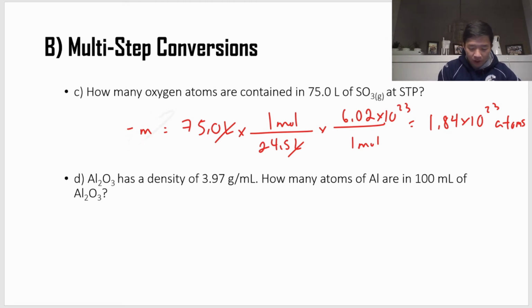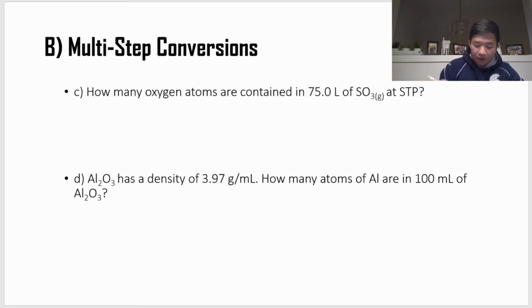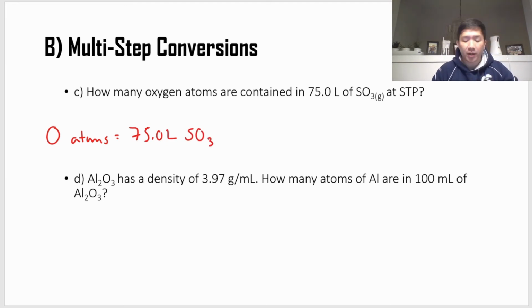So this question is not right because we failed to show the units. In addition to losing marks for not showing units, we also got the wrong answer because we didn't write the units to help us remember. So oxygen atoms equals, I have 75.0 liters of SO3. Make sure I make that distinction. Once again, I cannot go from liters to atoms, but I can go from liters to moles.